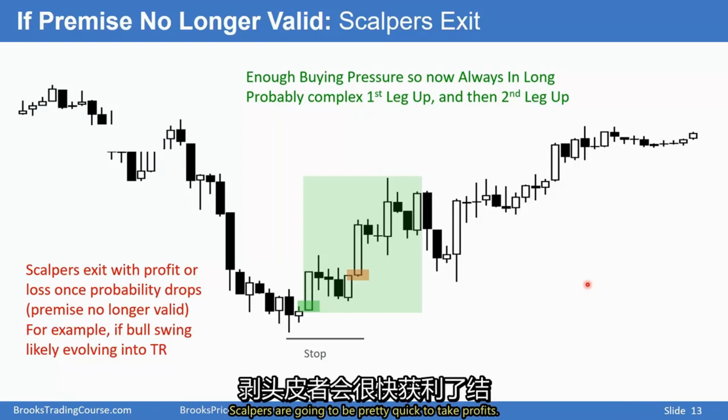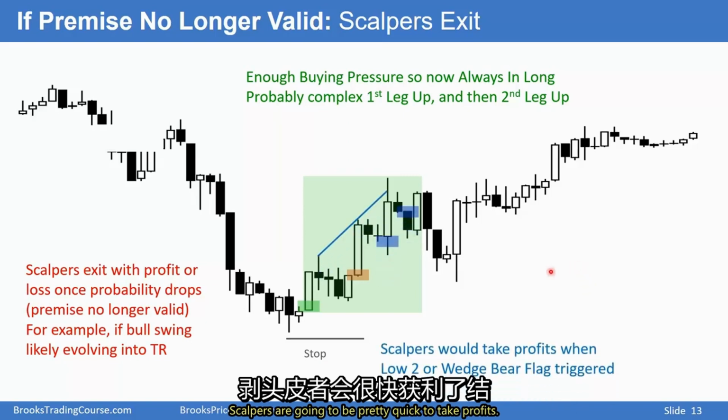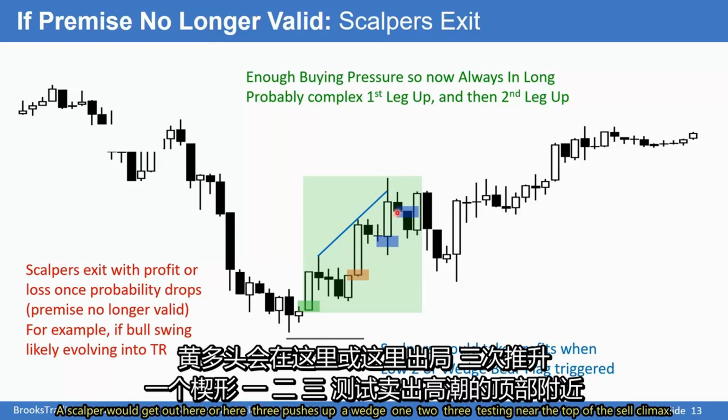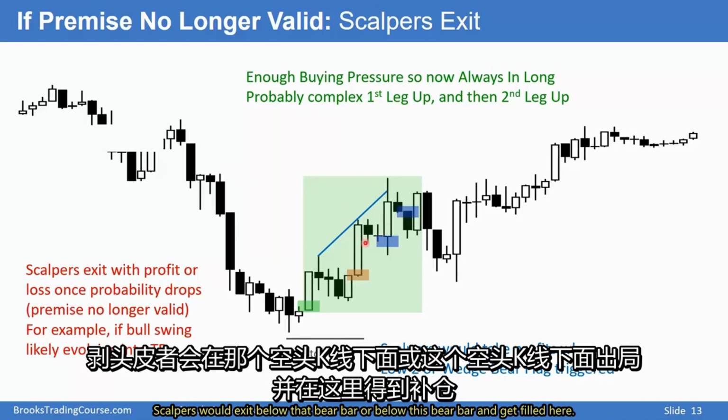Scalpers are going to be pretty quick to take profits. For example, we have two legs up, one pullback, two. A scalper would get out here or here. Three pushes up, a wedge, 1, 2, 3, testing near the top of the sell climax. Scalpers would exit below that bear bar or below this bear bar and get filled here.